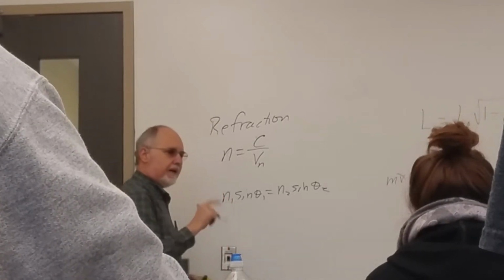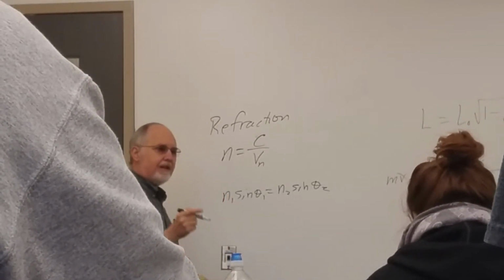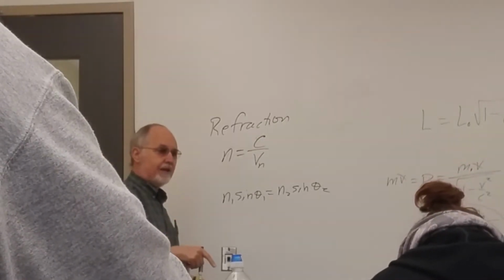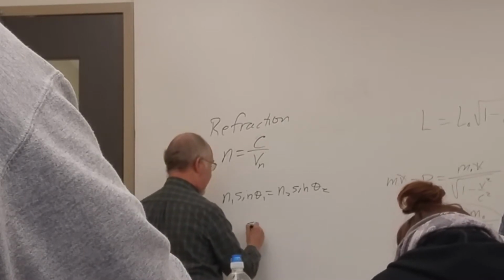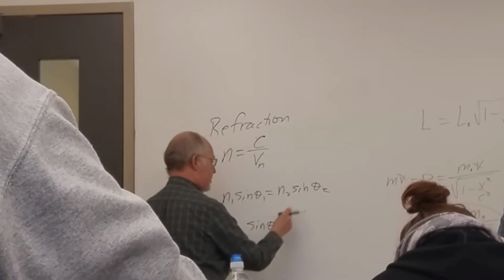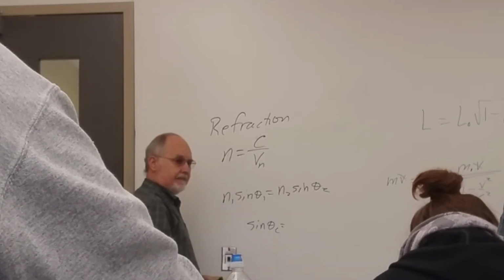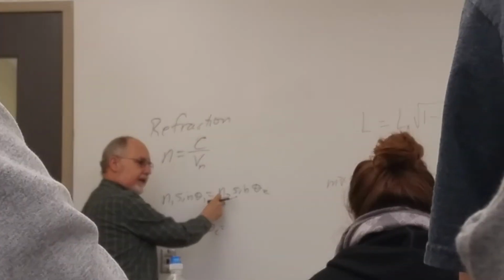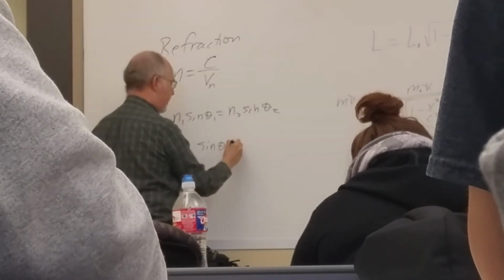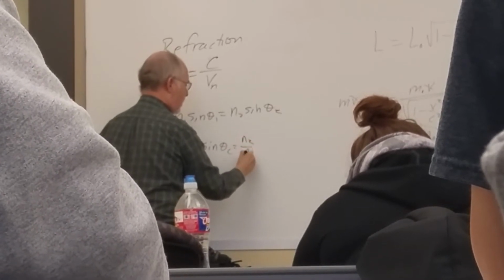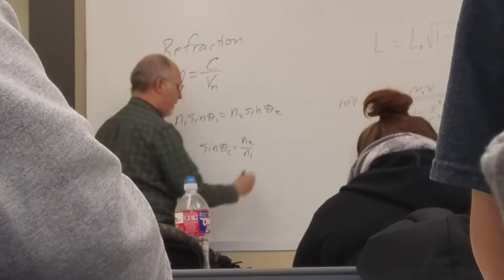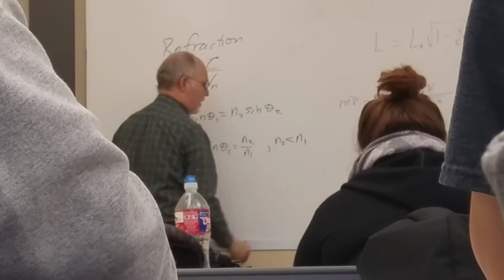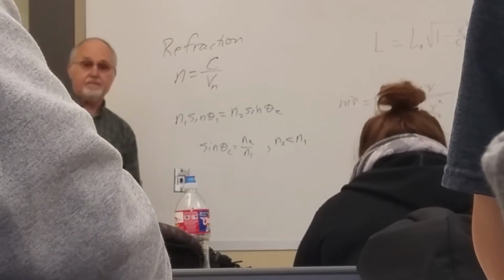If you're going from the bigger index to the smaller index, you can have the angle get bigger than the critical angle. You have total internal reflection going on. The critical angle is when theta 2 is equal to 90. So you're going from a bigger index for theta 1 to a smaller index for theta 2. The sine of the critical angle would then be N2 over N1, because sine of 90 is just 1. But remember, N2 has to be less than N1 in order to have that angle.